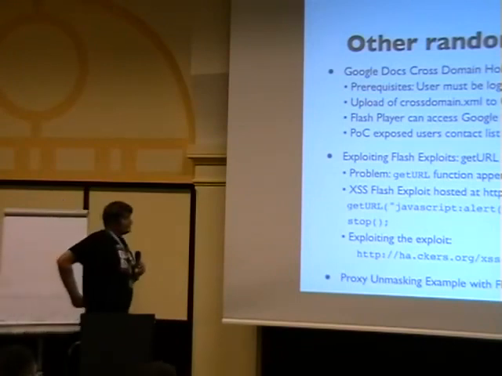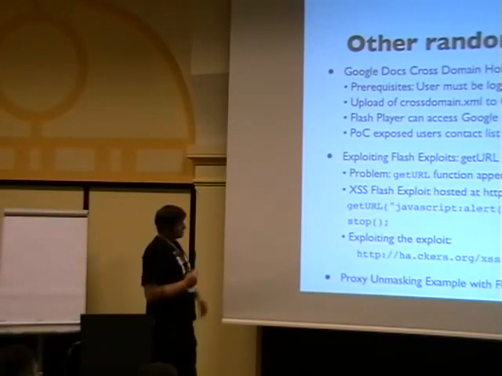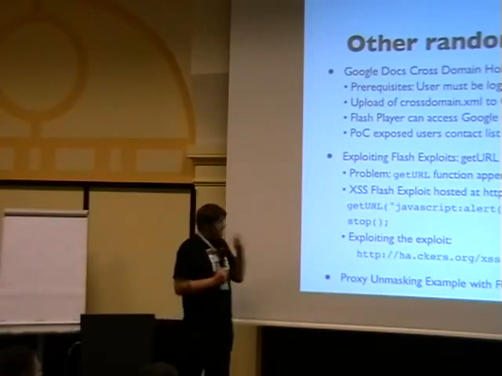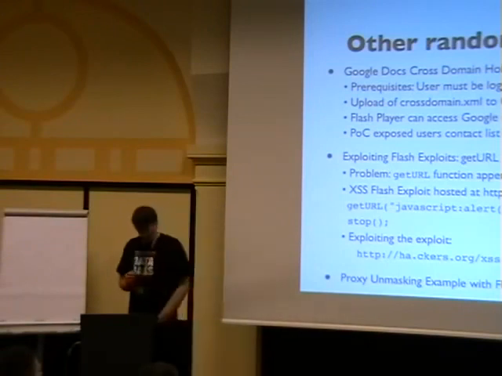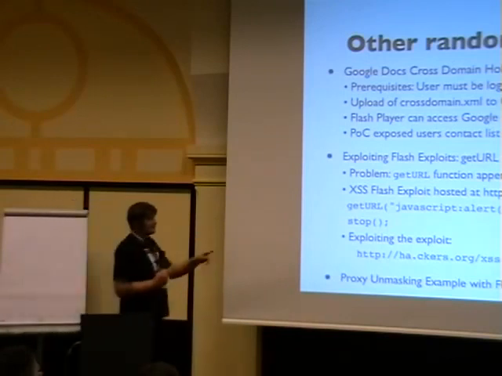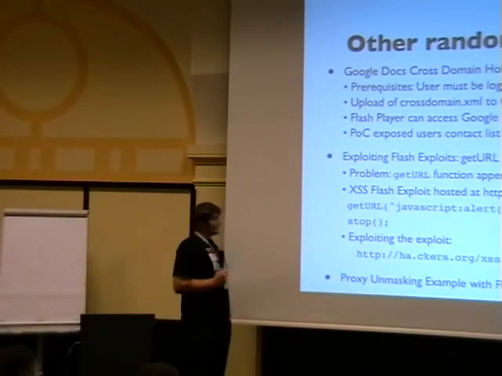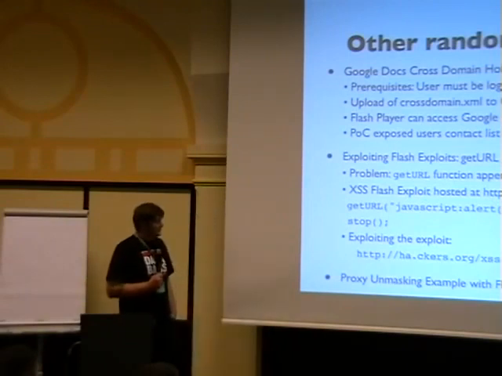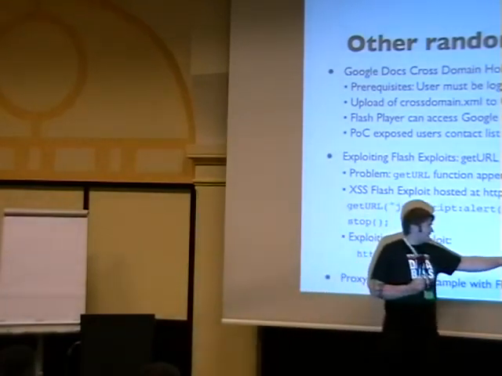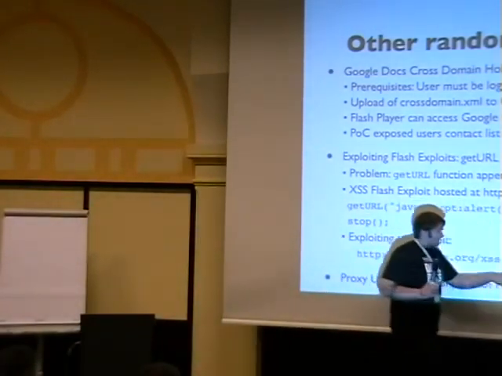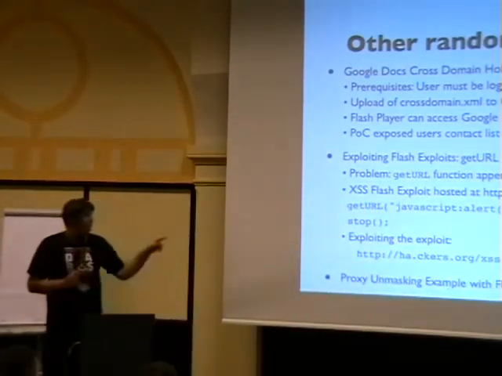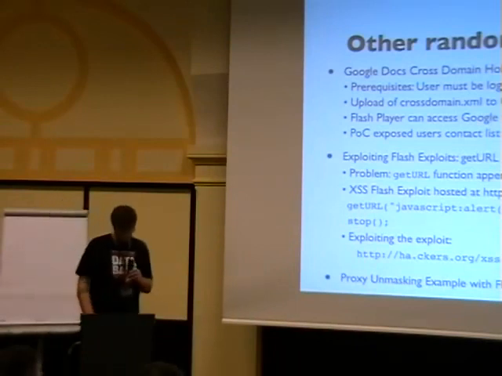Another nice issue is that the get-URL function itself is vulnerable. So there was an exploit on RSnake's website called hackers.org, and he supplied a little file called xss.swf, and by supplying a variable with 00 and then the JavaScript payload, people were able to exploit this.